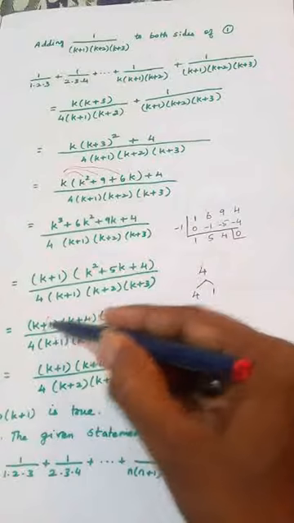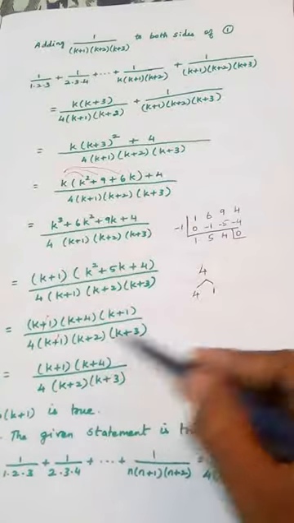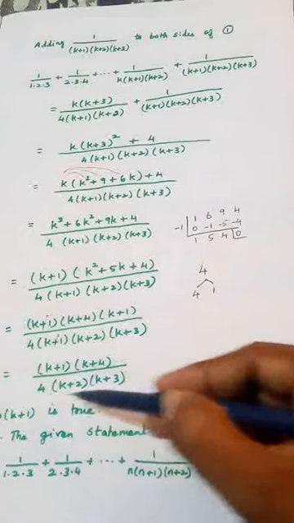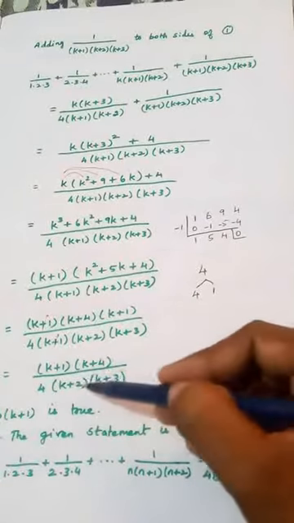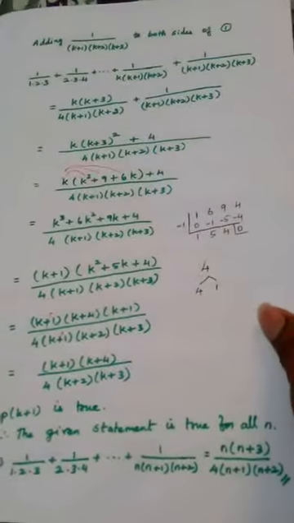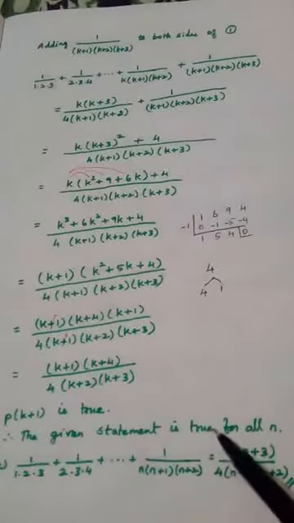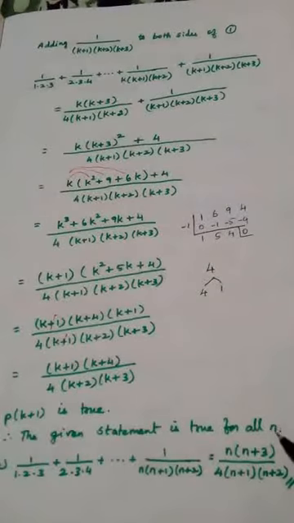You can even cancel this. So 4 into k plus 2, k plus 3. This is what we need to get. If you see, this is the answer. Since this comes, we will say what? P of k plus 1 is true. Therefore, the given statement is true for all the real values n.